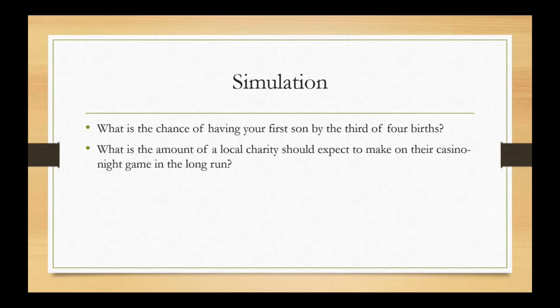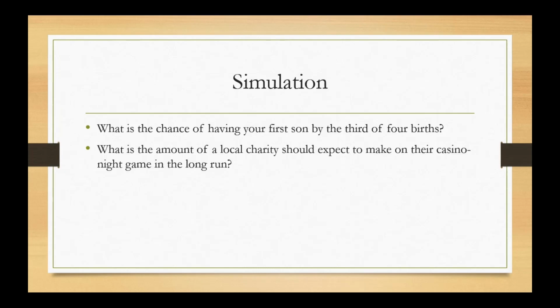So what we're going to do is look at two simulations. What is the chance of having your first son by the third of 4 births? In other words, you get 2 girls and you could have a son on the third one and then a girl on the fourth, or you could have 2 girls and then 2 boys, just so long as you get your first son at the third birth out of 4 kids. All right, so we're going to do that by flipping coins.